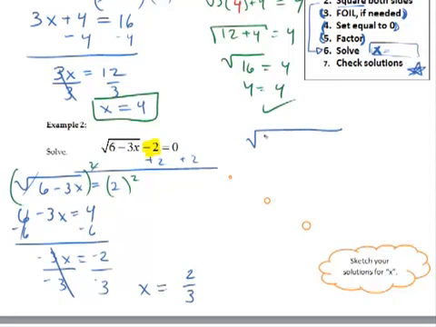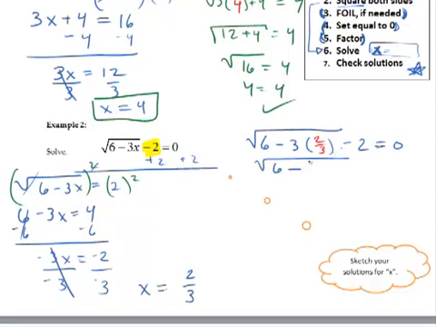So the square root of 6 minus 3, parentheses, minus 2 should equal 0. And we're plugging in 2/3. You can use your calculator to help you as well. You could just plug this whole line into your calculator and see, does it equal what the right-hand side says it should equal? We're going to check it by hand right here.